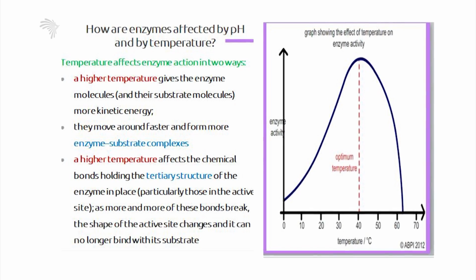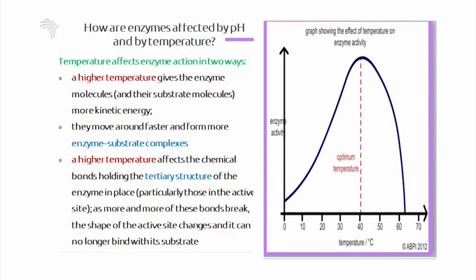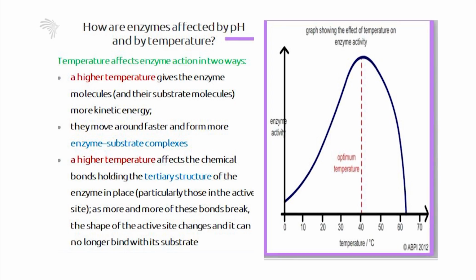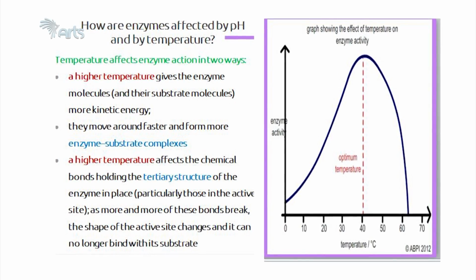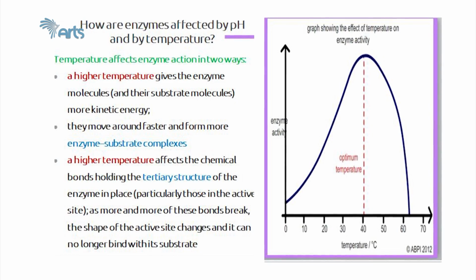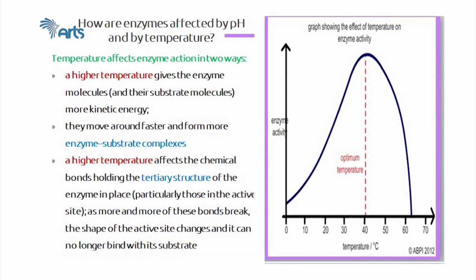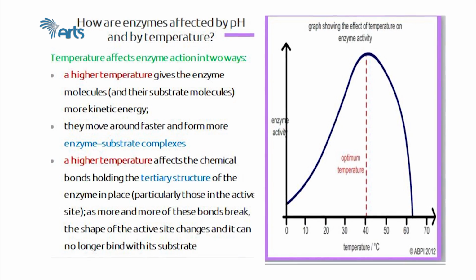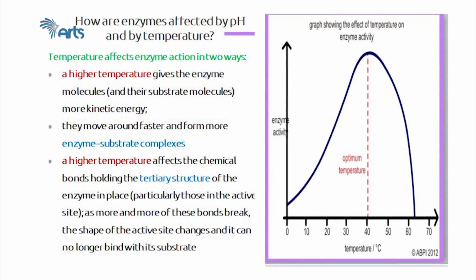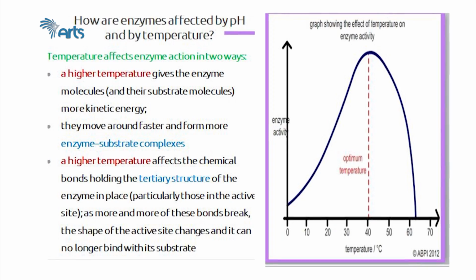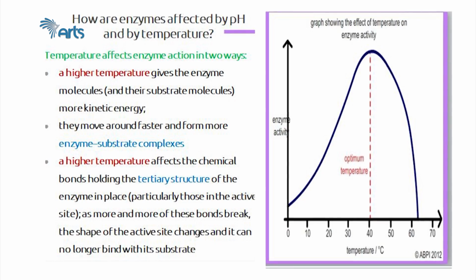As the temperature increases gradually, it increases the kinetic energy of the substrate molecules, so they move around faster, bind with the active site, and form more enzyme-substrate complexes. A higher temperature also affects the chemical bonds holding the tertiary structure of the enzyme in place, particularly those in the active site. As more and more of these bonds break, the shape of the active site changes and can no longer bind with the substrate. Temperature can affect enzymes in this way.